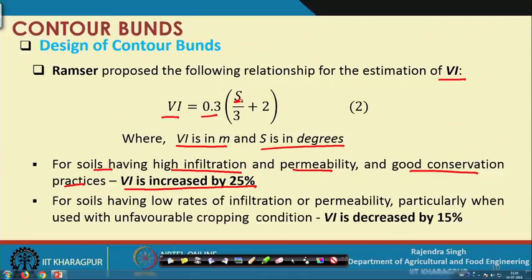So, considering only the slope, we first calculate VI. Depending upon the rainfall infiltration characteristics, the soil characteristics and also the conservation practices, VI is increased by 25%. But when the soil has a low rate of infiltration or permeability, and when unfavorable cropping conditions are used, then VI is decreased by 15%. So, in the Ramser formula, one has to remember that first we use equation 2 to calculate VI, and then, knowing the soil and crop cover conditions, we have to either increase or decrease VI depending upon the conditions which are available.